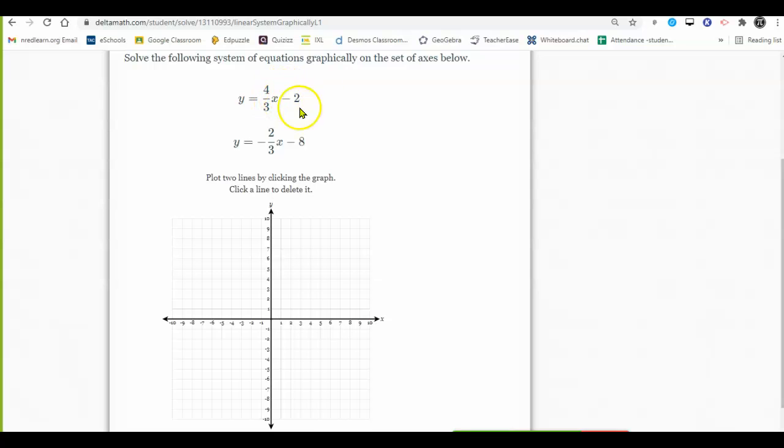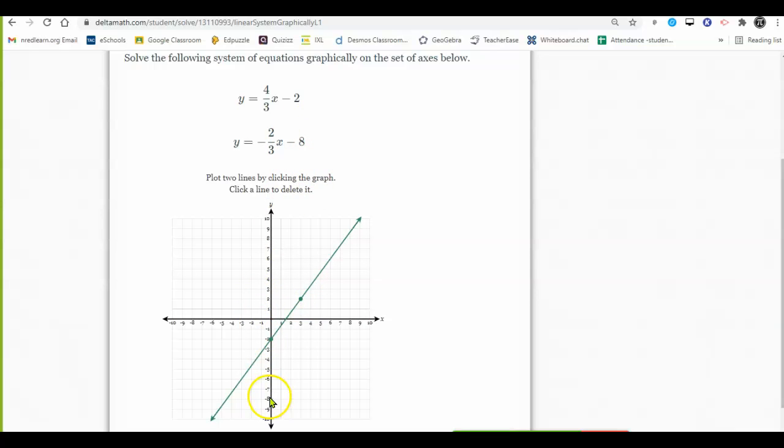Again, start at your y-intercept, which for this problem is negative 2, and click once. Now from here, you count 4 over 3, 4 over 3, up 4 because it's positive, over to the right 3 because it's positive. 1, 2, 3, 4, 1, 2, 3. Click. Now let's do the second equation.